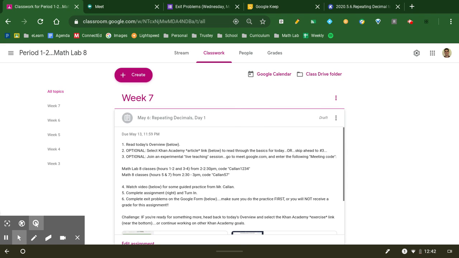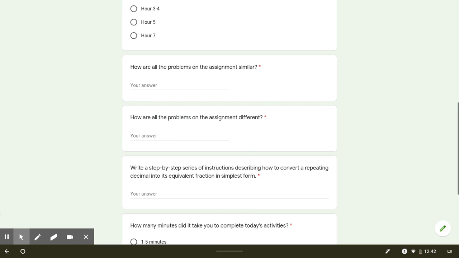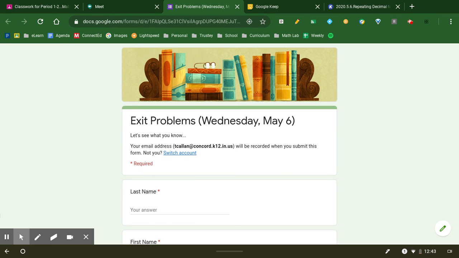A reminder that when you're finished, go back and complete those exit problems, especially focus on how are all the problems similar, how are all the problems just a little different, and then writing yourself a step-by-step series of instructions for how to convert any repeating decimal into its equivalent fraction in simplest form.